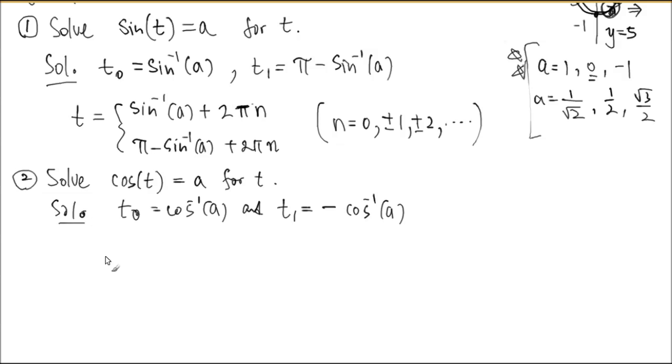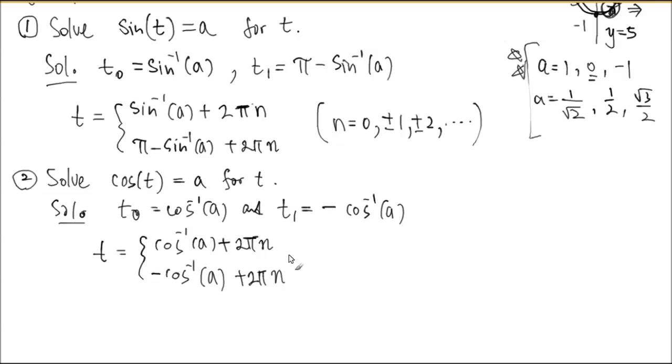So how does this t look like? It either came from cosine inverse a plus 2 pi n, right? How about the other one? Minus cosine inverse a plus 2 pi n. As you put various different integer values of n here, you will get these two different kinds of values. They are all solutions to this equation, cosine t equals a, right?